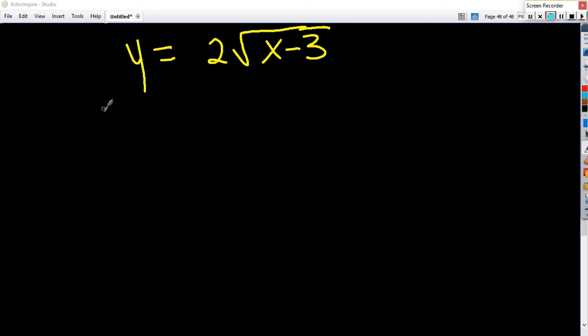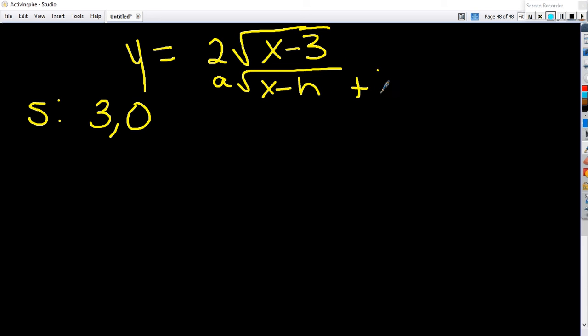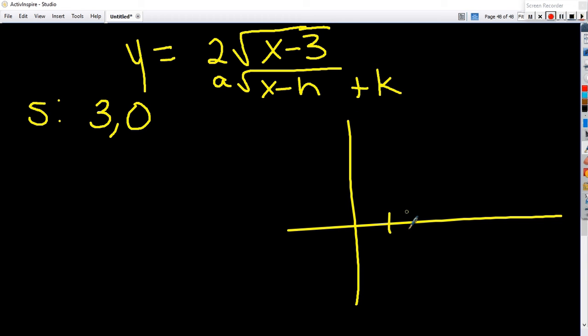Ready? Start point here is what? 3, 0. Remember HK, so it's A square root of X minus H plus K. So it's H and K are the 2 points. Correct. This is S for start. Now my direction point, I need to move 1 over, so I'm going to use 4. You don't want to go to the left on this one because then that would give you a negative under the radical.